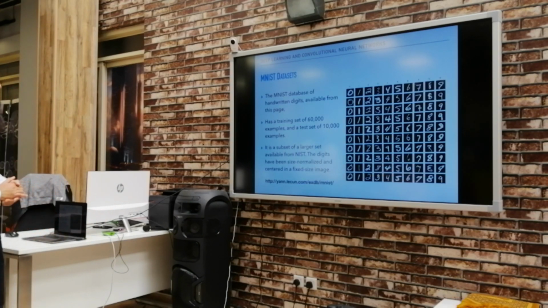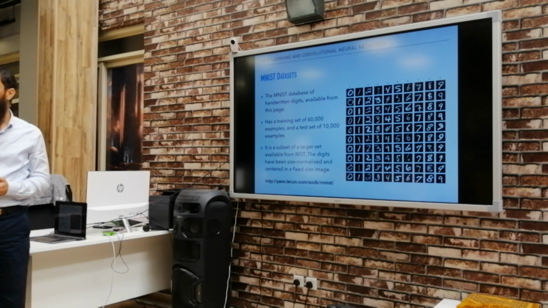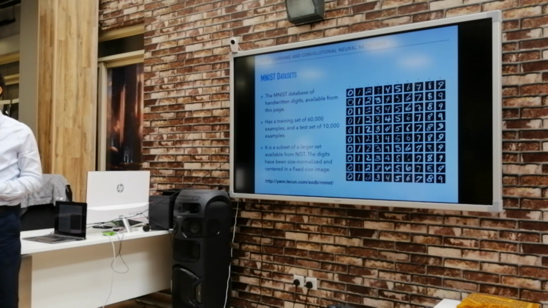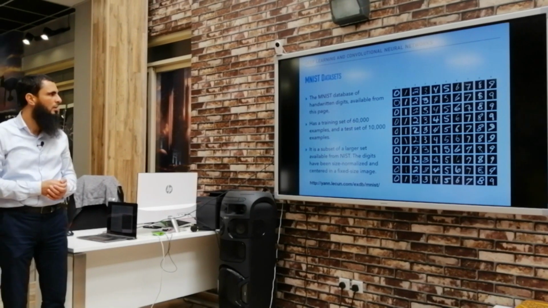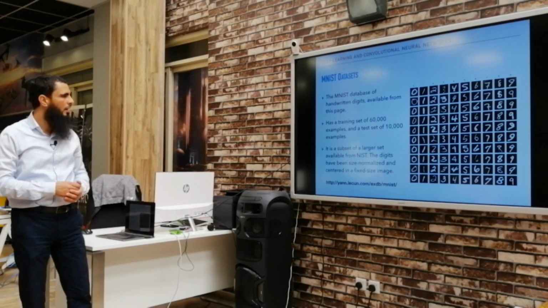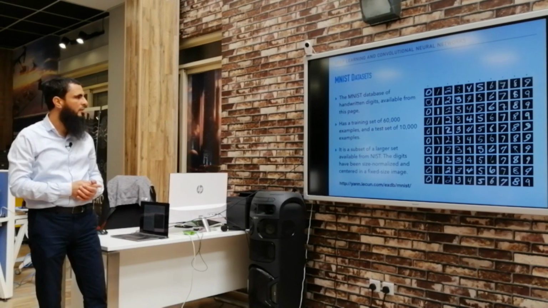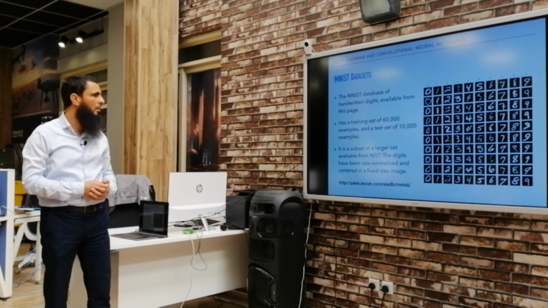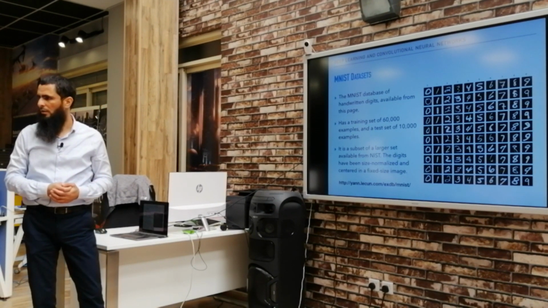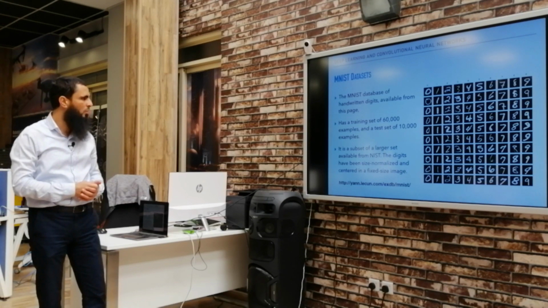We also have the MNIST data set. This is very famous, and it's almost the hello world example for starting deep learning. It's a library of handwritten digits. Okay, and it also contains 60,000 examples. 10,000 of them are for test, and the other 50,000 are for training.